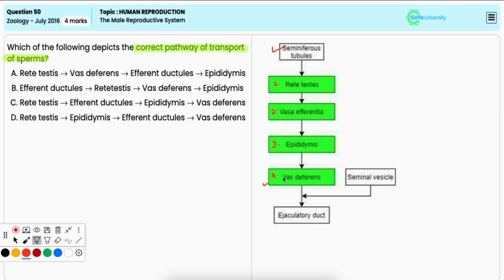ejaculation. So the correct pathway is rete testis, then efferent ductules, then epididymis and vas deferens. So the correct answer is option C.